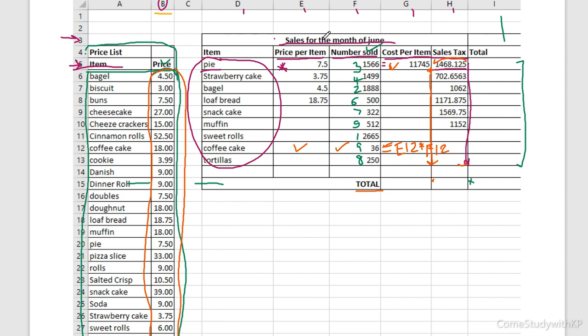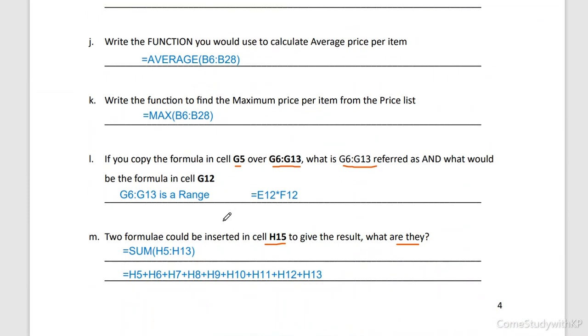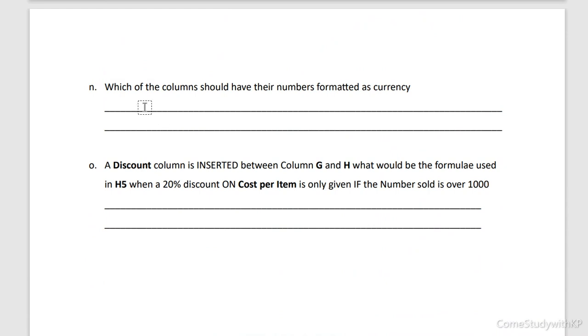What else would be currency? Price per item would be currency. Number sold, no. Cost per item, sales tax, and total. So that would be B, E, G, H, I. And those would be the columns that I would format as currency. So it would be B, E, G, H, and I. All right.